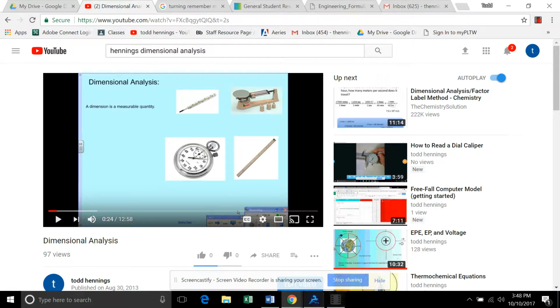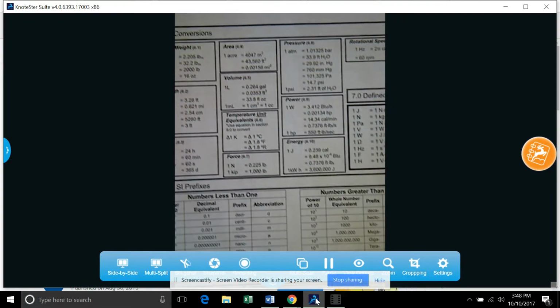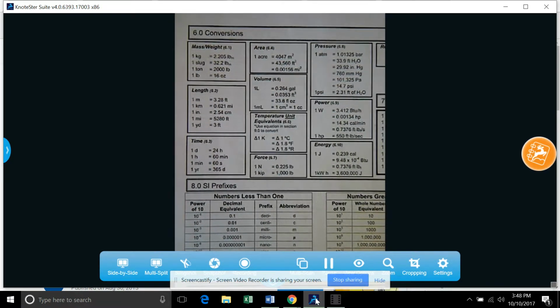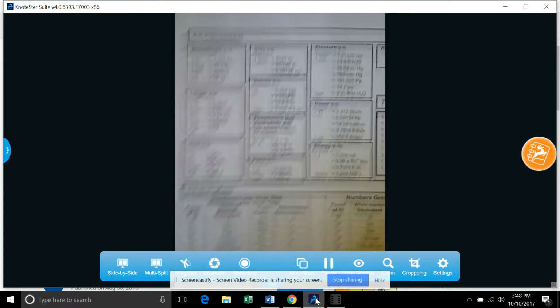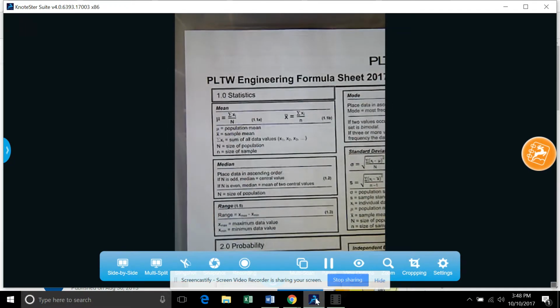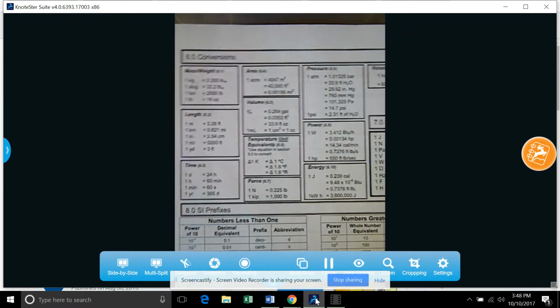The second thing we're going to do is from your instructor. Your instructor should give you a sheet from Project Lead the Way. We're going to look at this sheet only today. The other side has something useful for our class, which we'll use pretty soon, which are ideas of statistics. But today we're just going to work in conversions.